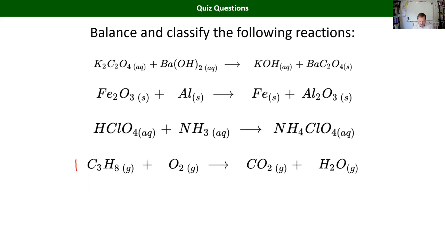So if we have one propane molecule, we make three CO2s and four waters. So we have a total of eight hydrogens to work with. And if we total up all of our oxygens now, three times two is six oxygens here, and four oxygens there. So we need a total of 10 oxygen atoms. So that's an even number. That's a good thing, right? Because we have O2 on the other side, so we have to have an even number of oxygens. And so if we want a total of 10 oxygen atoms, we need five O2s.